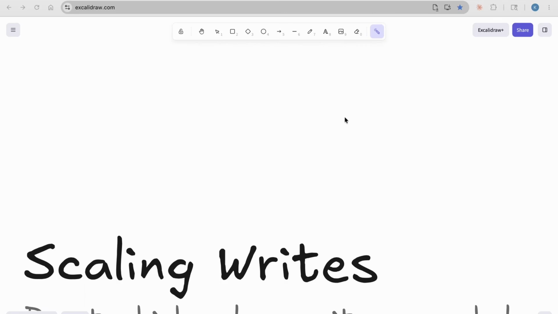Now let's discuss the second pattern, which is scaling writes. It's just the quite opposite of what we have discussed in scaling reads. Here it tries to address the challenge of high volume write operations, when our single server or single database truly becomes a bottleneck in our overall design.